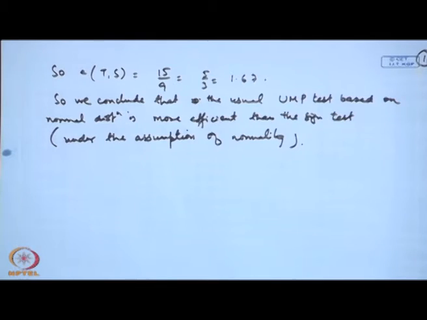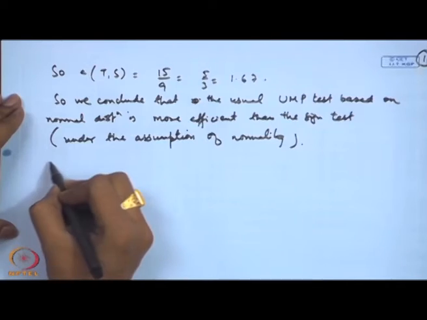Since this is completely dependent upon the values of alpha, beta and the point that we have chosen, there is another concept called the asymptotic relative efficiency of the test. Let us consider this concept now.